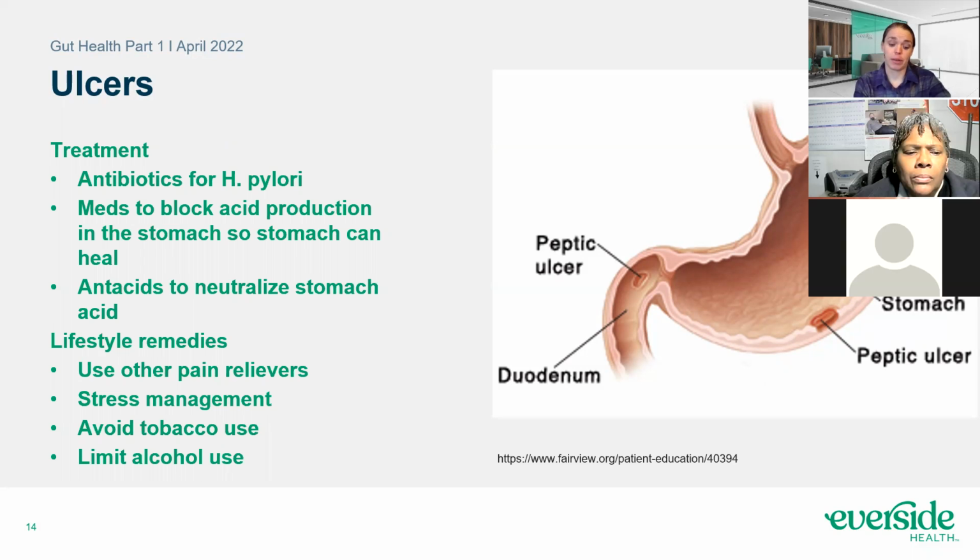Tobacco use also makes you more likely to have stomach ulcers and increases your stomach acid production, which interferes with the stomach lining. So that doesn't negate either chewing tobacco, so smoking, chewing tobacco. And then also limiting alcohol use.